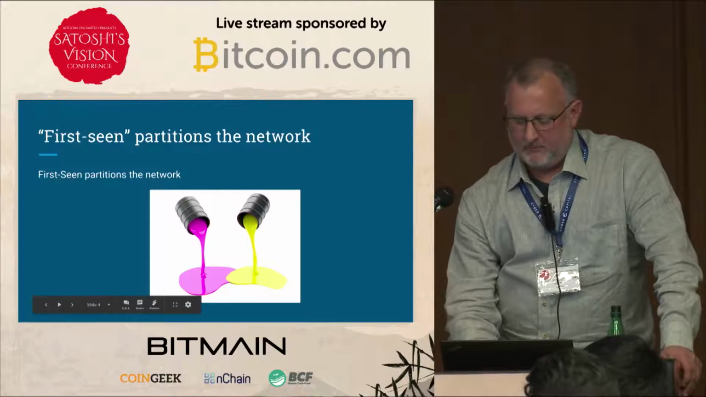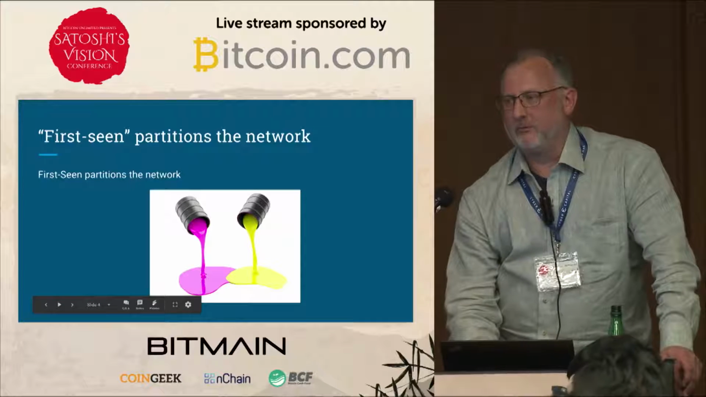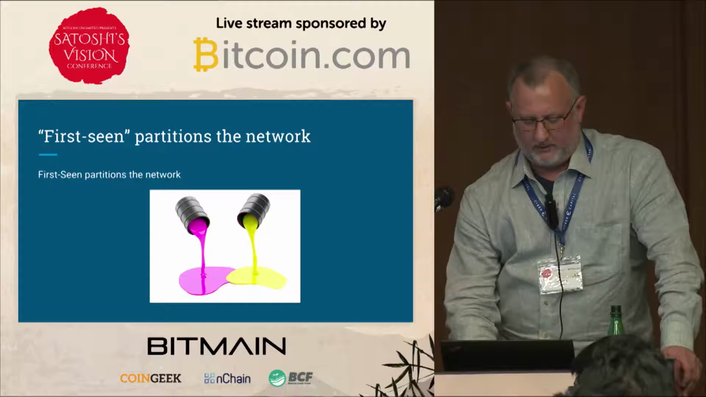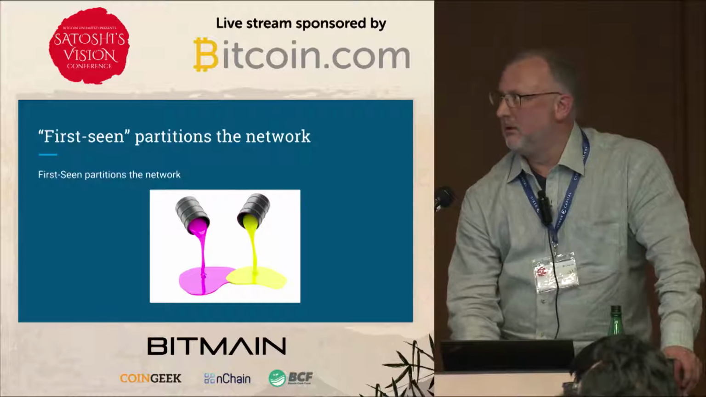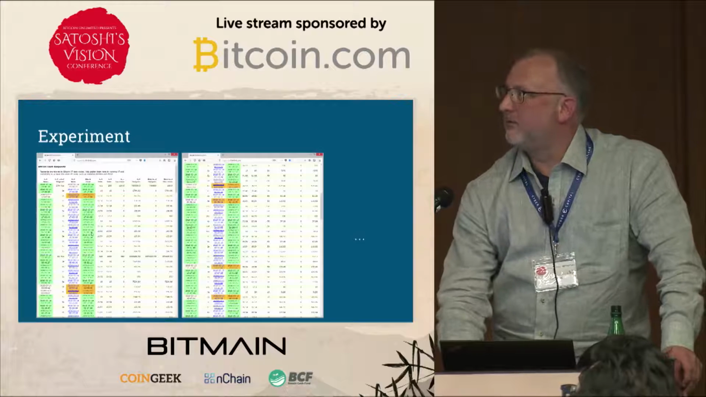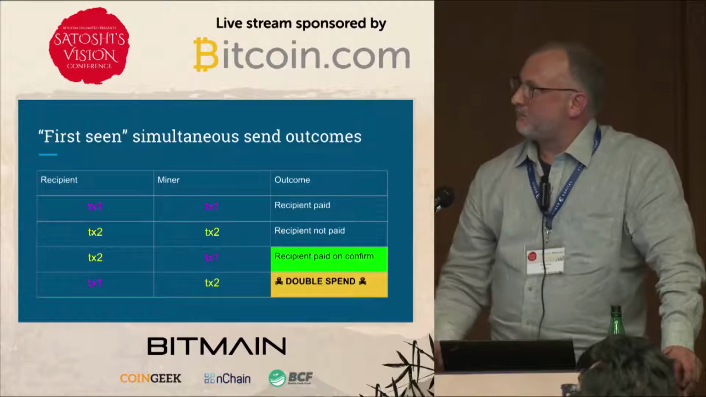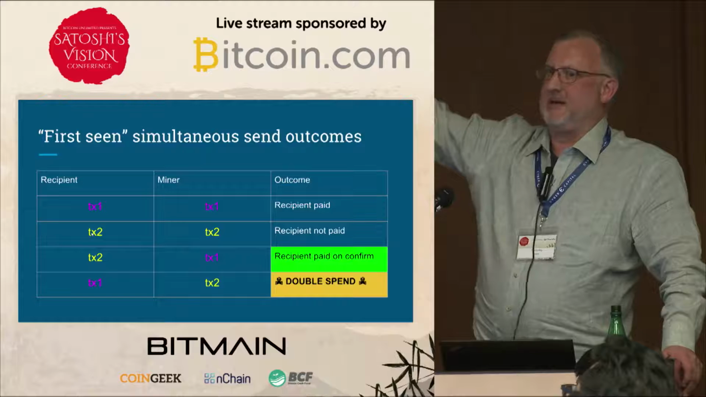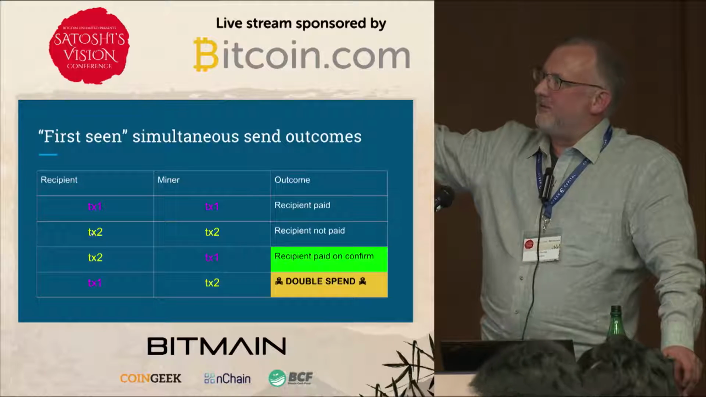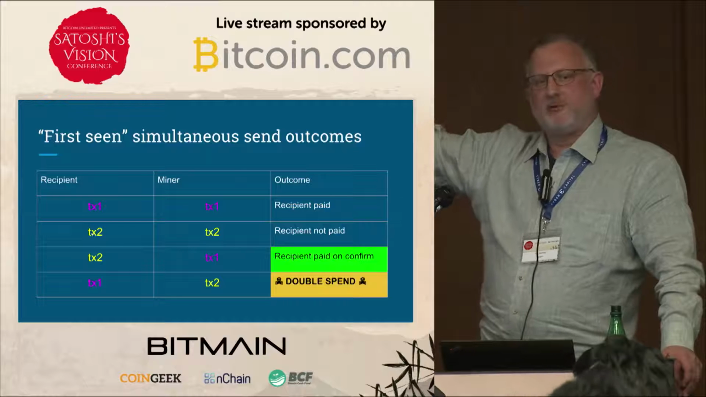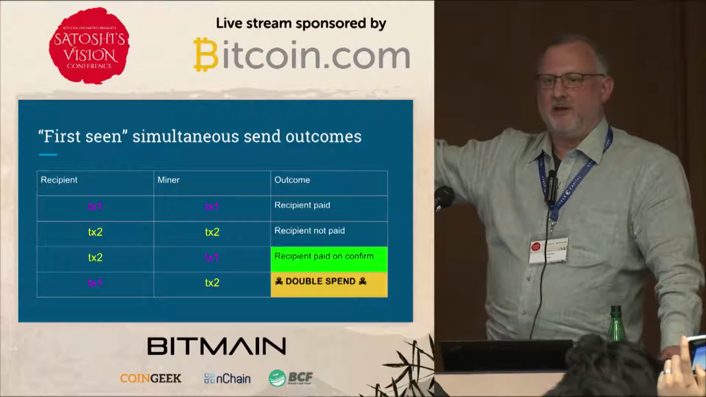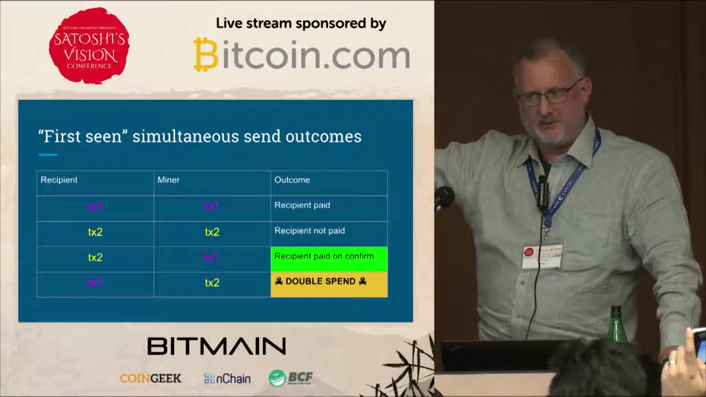There's two independent binary variables: the location of the person he's paying and the location of the miner. So there's four things that can happen. If they're both on the pink side, then both the person you're paying and the miner saw your first transaction. And that's the one that pays the recipient.